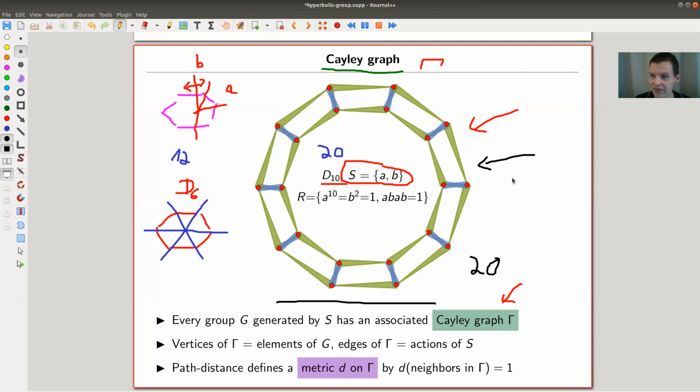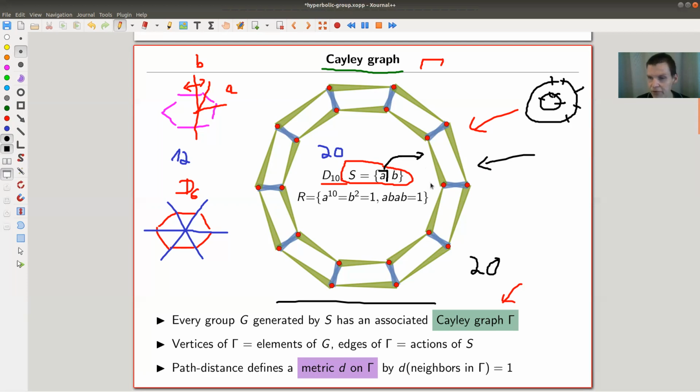So here's a 10-gon. It's kind of a 10-gon in a 10-gon. And along each 10-gon, I have 10 vertices. So I have 20 in total, of course. And how do the generators work? Well, these 10 vertices are the symmetries of the 10-gon. And one of them is a rotation, right? So A is a rotation symmetry. That's the green arrow. So A here is the green arrow.